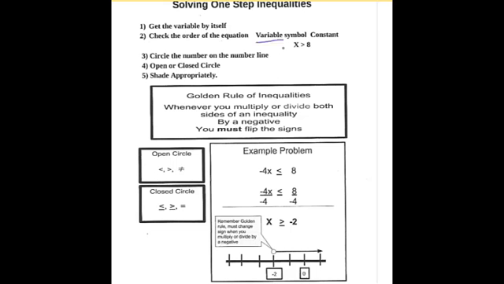We need to have a variable. We need to make sure and have a symbol, which is going to be the less than, or the greater than, or the equals. It could be all kinds of things. And then we need a constant. So the constant is a number.